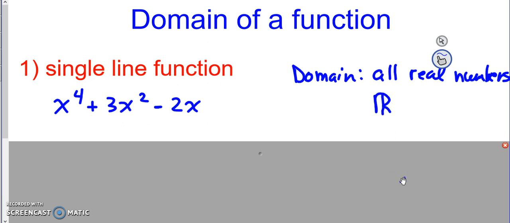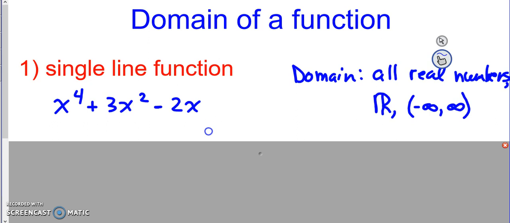If you need to rewind the video a little bit to see how I did that R, do that again, and then you'll see that that's what we call all reals. If we take a look at the interval notation version of it, all reals means it's going to go on forever and ever in both directions. So negative infinity to positive infinity. It never stops. So single line functions are easy.